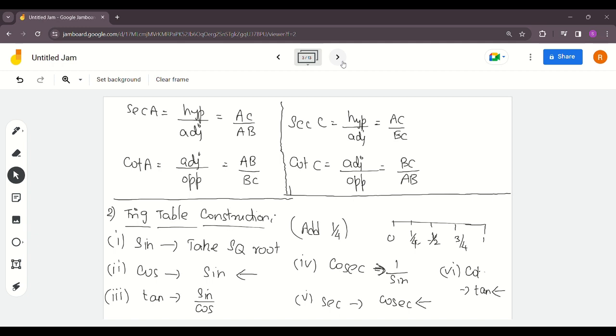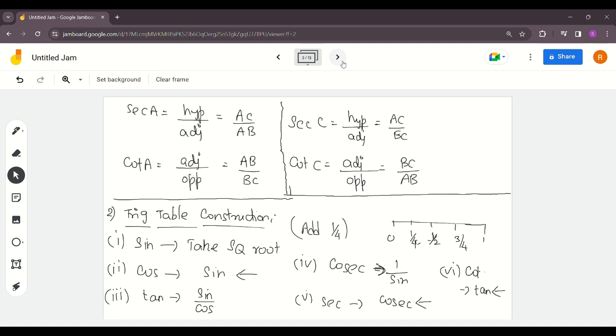This method is really helpful to those who do not understand how to construct a table, or for those who are mugging up the table, learning it by heart, and do not remember how to construct it. So for those people, this will be really helpful. In fact, this construction will be really helpful to all of you.